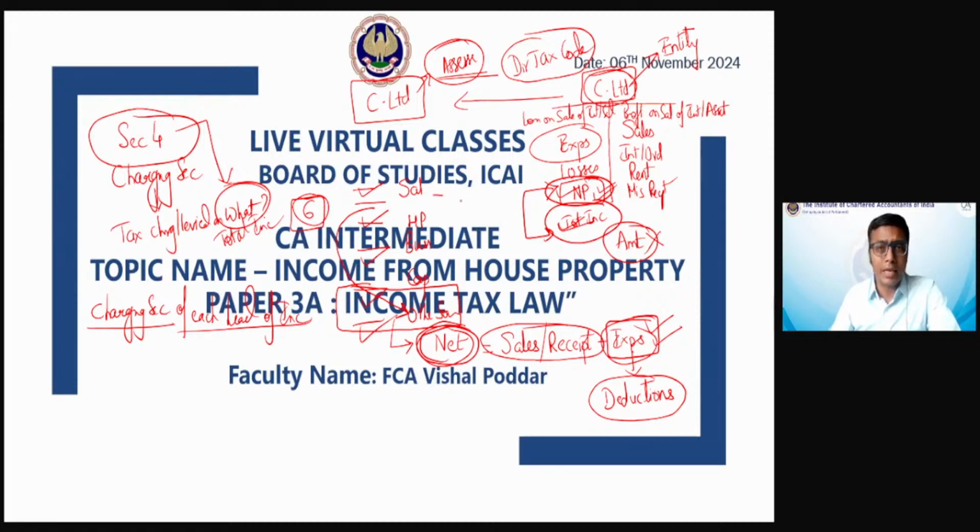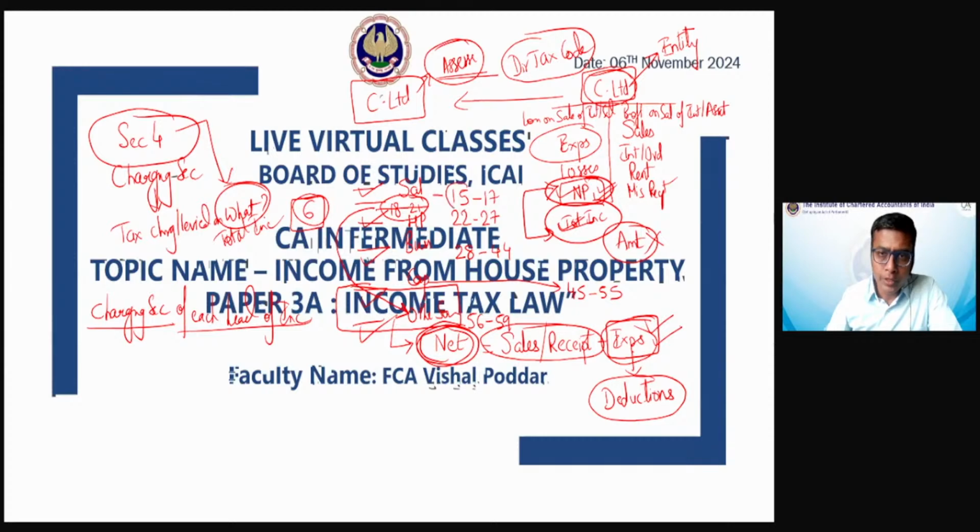Like salaries. Salaries is covered between 15 to 17. Right? Then, as I said earlier, you had a different head called interest on securities, which was covered between 18 to 21. Now, since that head is removed, these sections are omitted. They are null today. Then your HP has sections between 22 to 27. Your business head has 28 to 44. Capital head has 45 to 55. And other sources has 56 to 59.